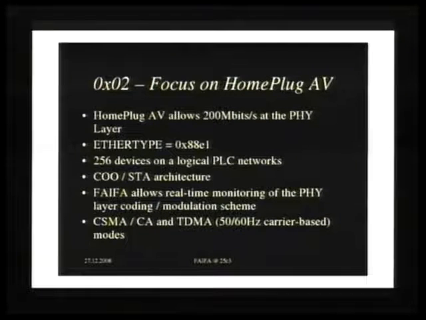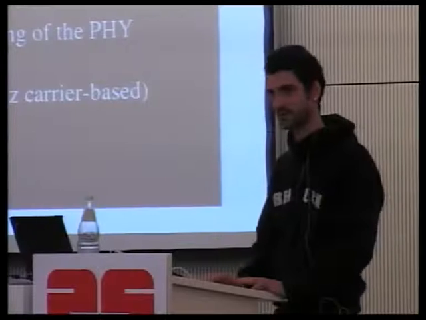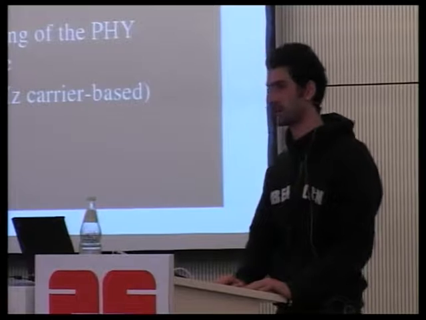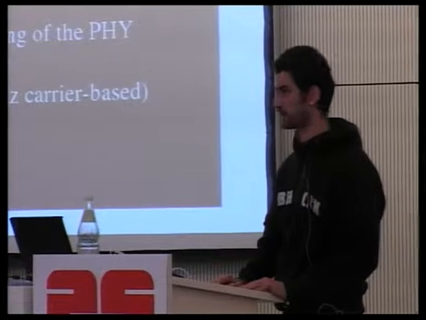So, if we switch to HomePlug AV and focus on that, HomePlug AV, like I said, allows 200 megabits at the physical layer in the 1 to 30 megahertz band. This is in the base case. Everything is nice, the electrical network is clean, so the channel estimation is at its best, and you can expect to have the most bandwidth.